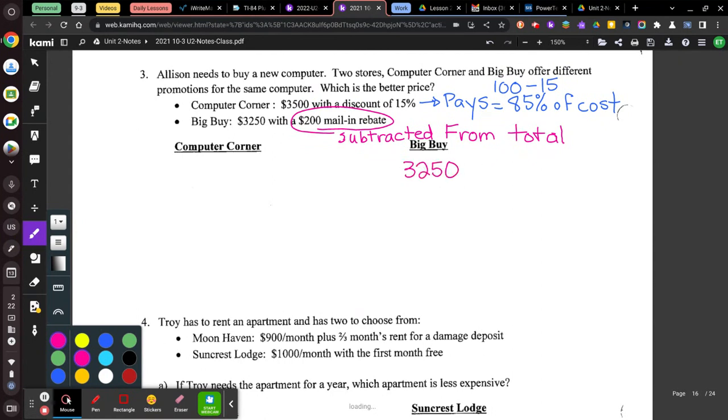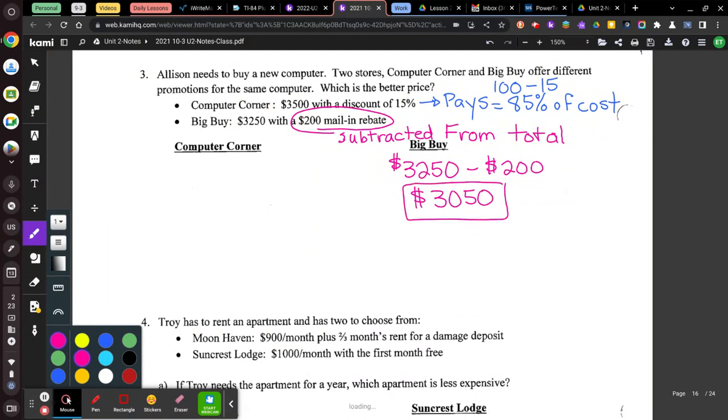And remember, we're being money on your assignments. If it's money, you need the dollar signs. I do take marks off if you don't have dollar signs. You need to put dollar signs with money. Otherwise, it's just a decimal. Okay. 3,250 subtract $200, and that's it. So this one's going to end up paying $3,050. Okay, there's our total without tax.